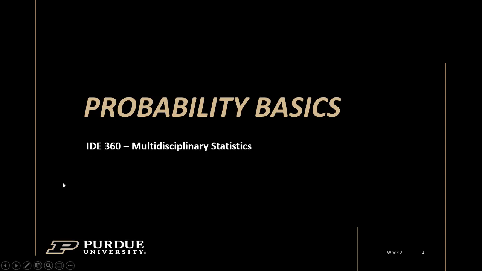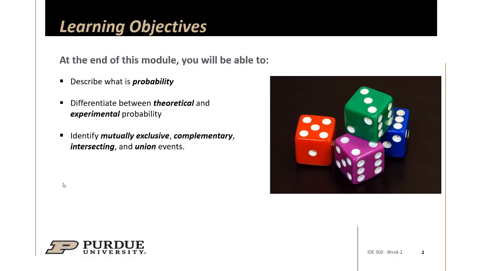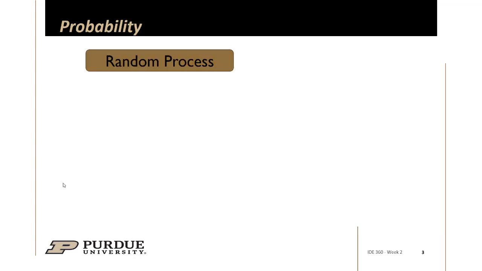This is your online module, Probability Basics. At the end of this module, you will be able to describe what is probability, differentiate between theoretical and experimental probability, and identify mutually exclusive, complementary, intersecting, and union events.